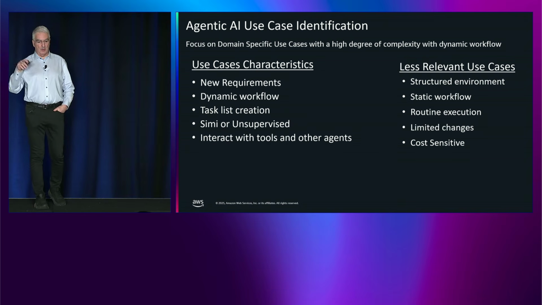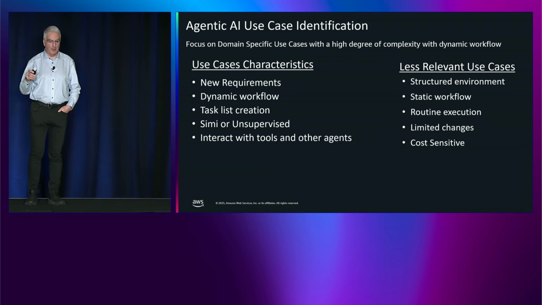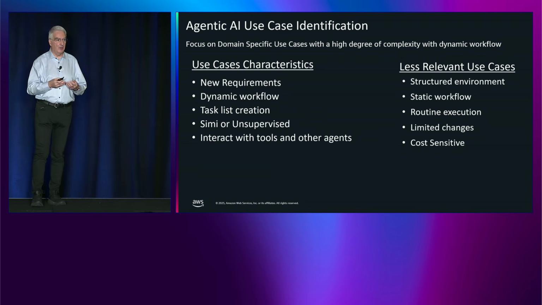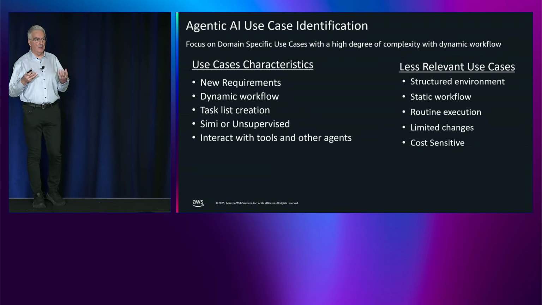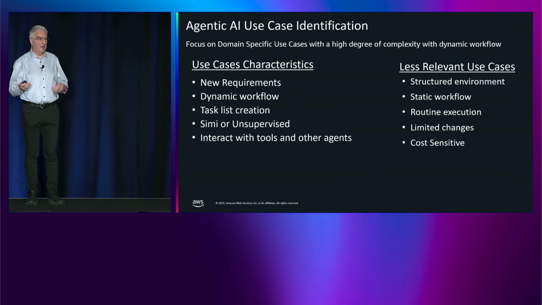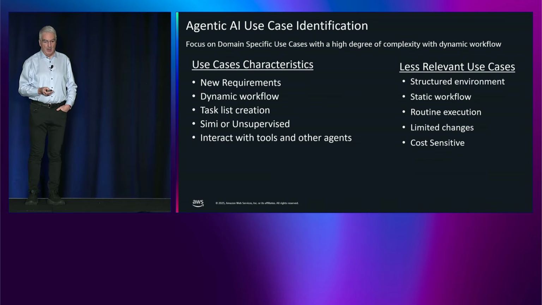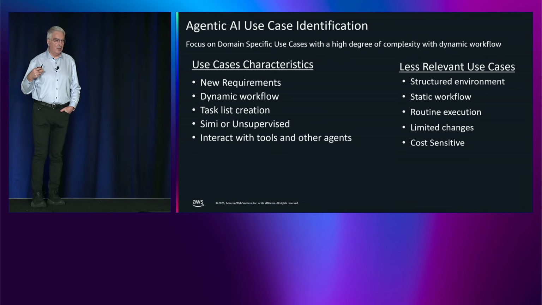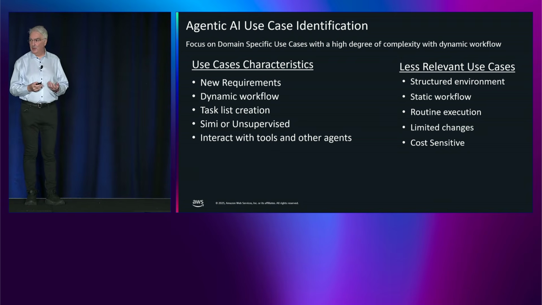But also you should consider where the agents are less relevant. In a structured environment where there's little change, an agent is overkill. Or if the workflow is always the same, it's always the same pattern you go through, you don't need an agent for doing that. You can equip a normal generative AI application to do the same thing, or just a standard ML model. And the key thing here is if it's limited changes or you're cost sensitive, agents may not be the best starting point for your deployment.